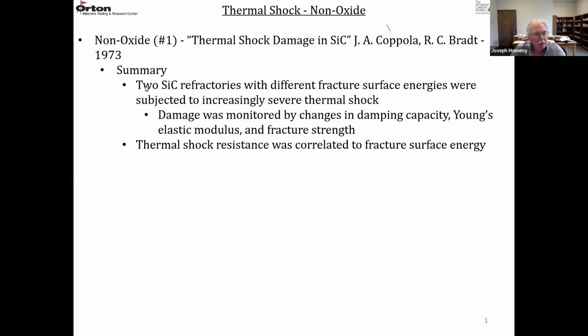But they looked at two silicon carbide refractories that had different fracture surface energies. And they were subjected to thermal shock, where they increased the level of shocking. And they monitored the damage by looking at damping capacity, Young's elastic modulus, and then fracture strength. And they correlated the thermal shock resistance to the fracture surface energy.